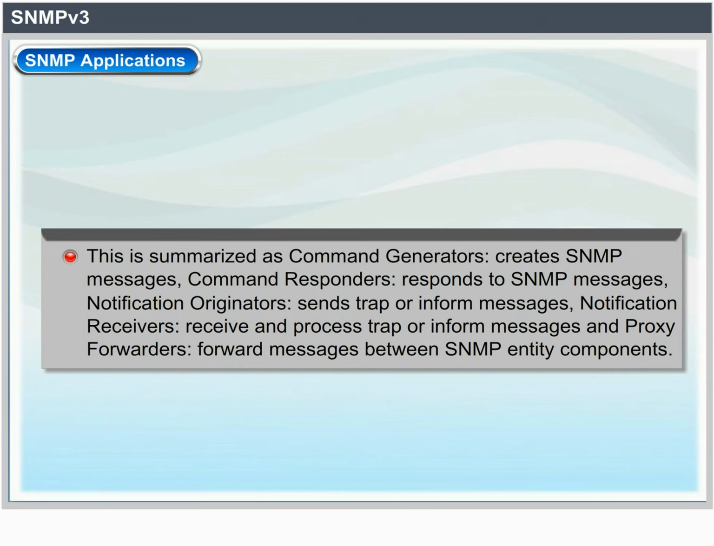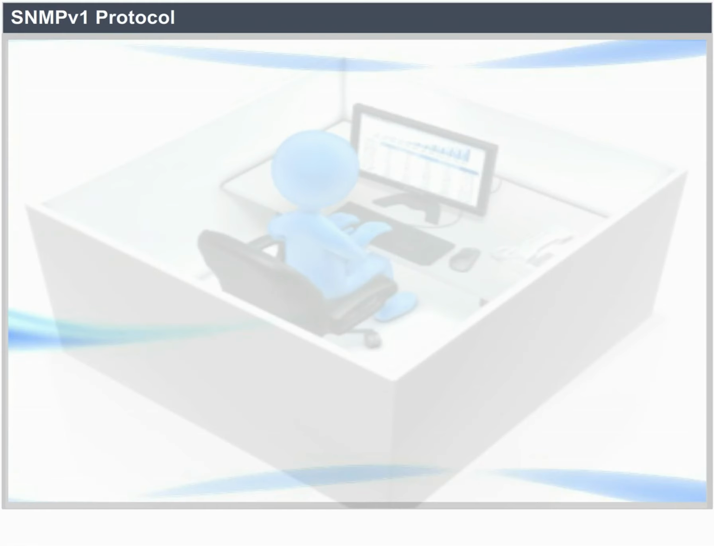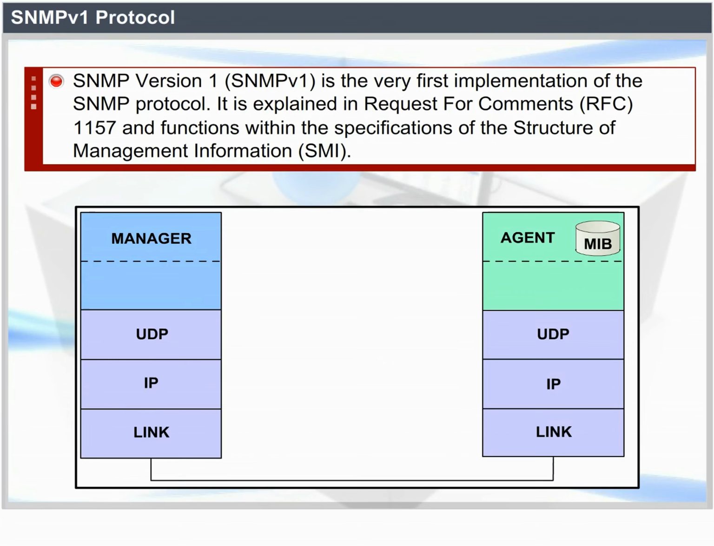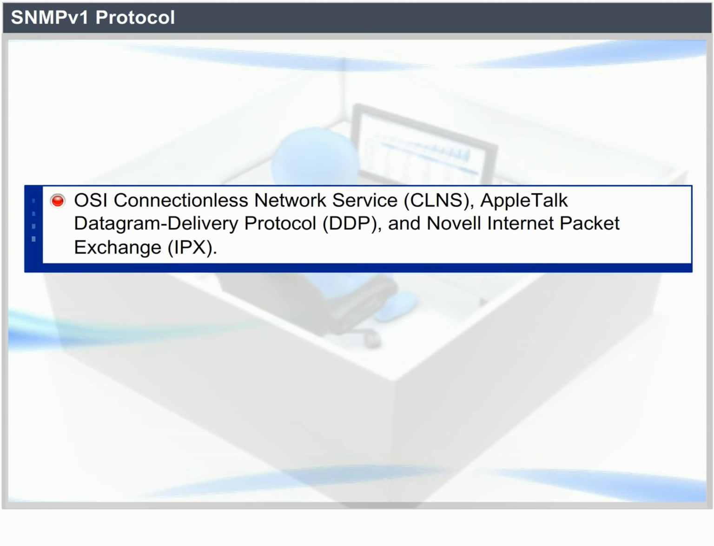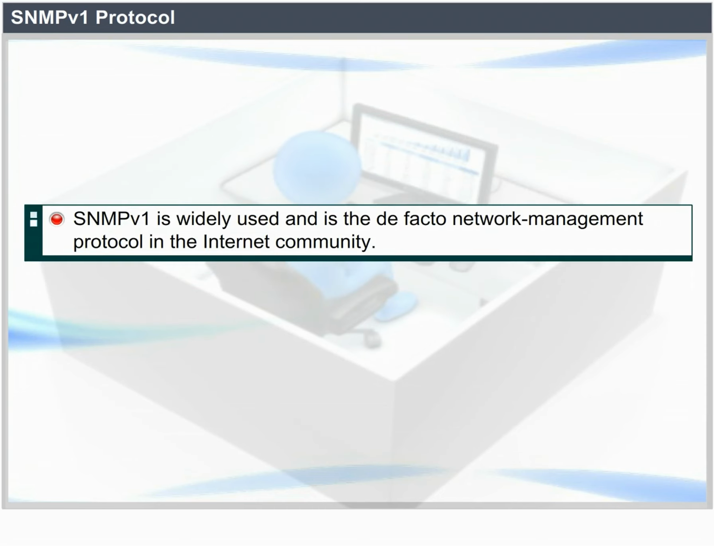SNMP v1 protocol. SNMP version 1 or SNMP v1 is the initial implementation of the SNMP protocol. It is described in Request for Comments or RFC 1157 and functions within the specifications of the Structure of Management Information, SMI. SNMP v1 operates over protocols such as User Datagram Protocol UDP, Internet Protocol IP, OSI Connectionless Network Service, that is CLNS, AppleTalk Datagram Delivery Protocol DDP, and Novell Internet Packet Exchange or IPX. SNMP v1 is widely used and is the de facto network management protocol in the Internet community.